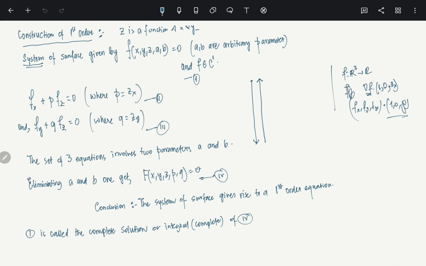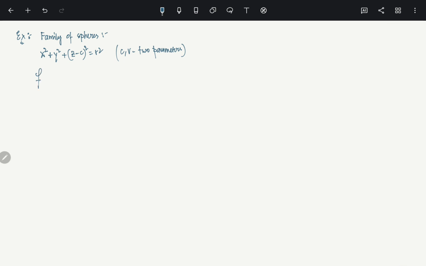You remember, once we are given this relation, this is your small f. So in this case, what is our small f? F of x, y, z, and then C and R. Initially we started with A and B, but in this case C and R, it will look like this: x square plus y square plus z minus c square minus r square. Is it okay? So that's equal to 0.